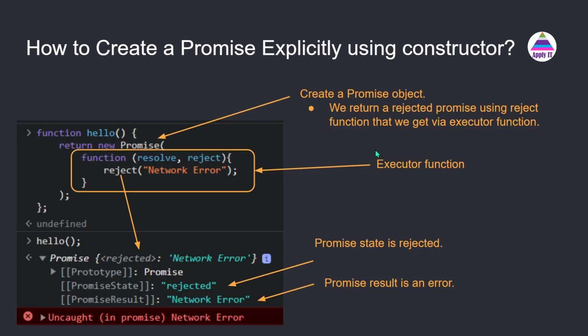It is the same way when we use reject. If we use reject, then the promise state will be reflected as rejected, and the result will be whatever we supply as an argument to this reject function.